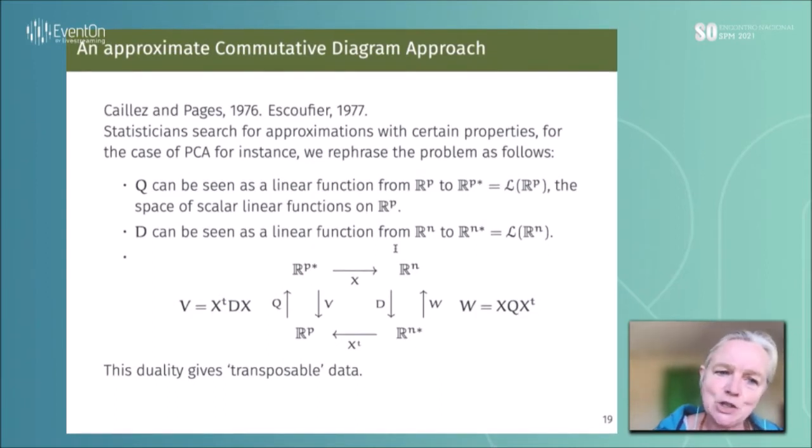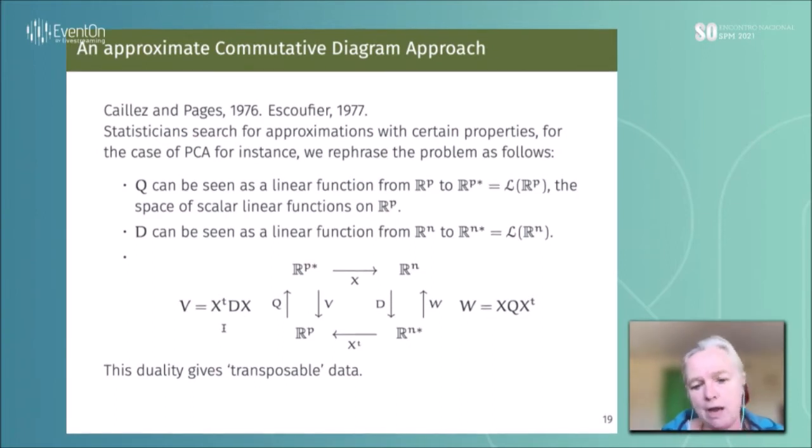And as mathematicians, you might appreciate that my advisor in France, Yves Escoffier, was a big proponent of doing this using algebra and commutative diagrams. We have a first commutative diagram given by the data, but then what you want to do is find, here the dimension is n by p, and so the dimension of this matrix V, for instance, is p by p.